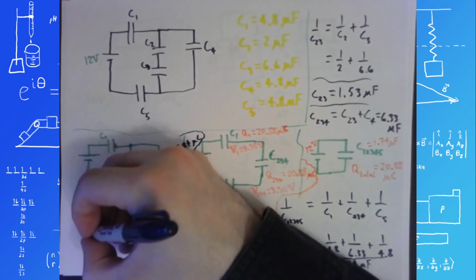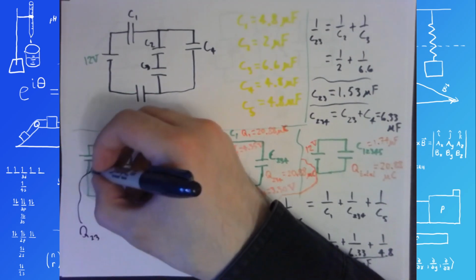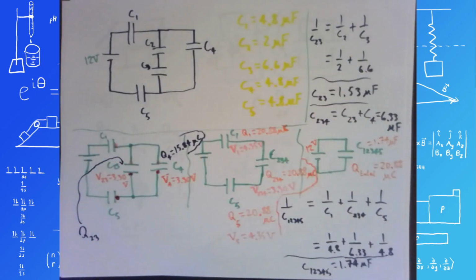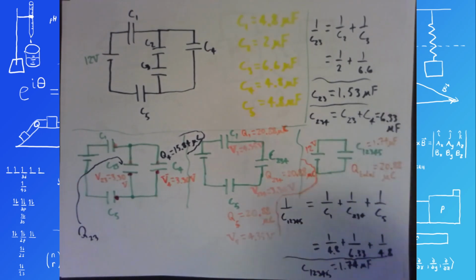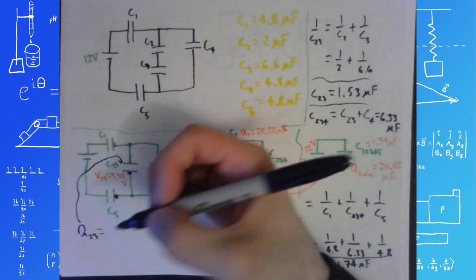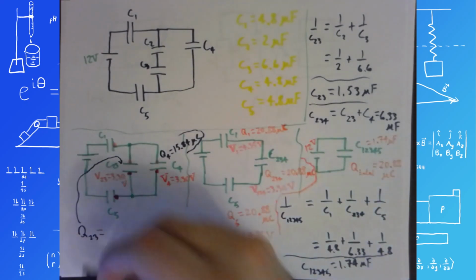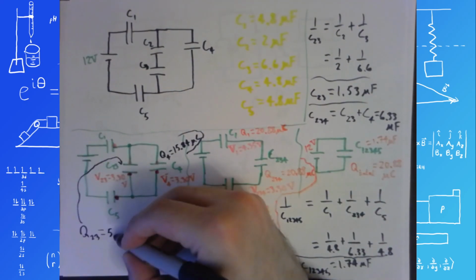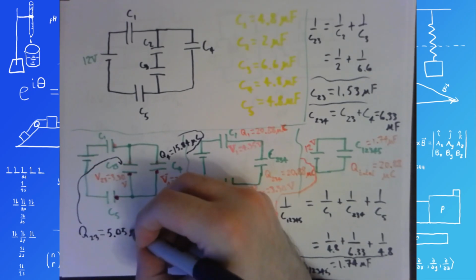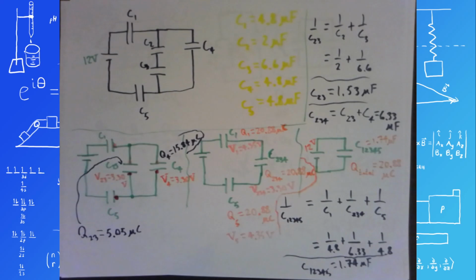I'll write it down here. Q23, and then I'll just have an arrow pointing. Q23 is going to be C23, which was 1.53, times V23, which was 3.30, and that gives me 5.049. I'm going to round it to 5.05, just because everything else we've had so far has been kept to 2 decimal places or less. So that's going to be 5.05 microcoulombs on capacitor 2.3.